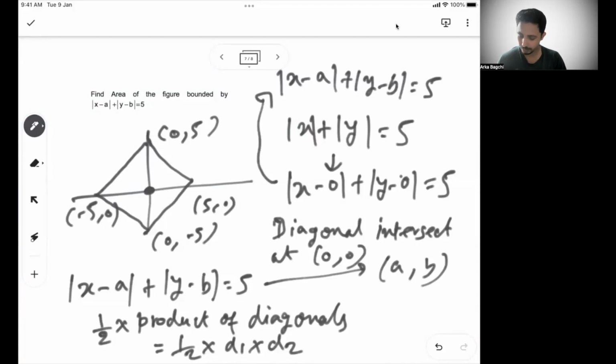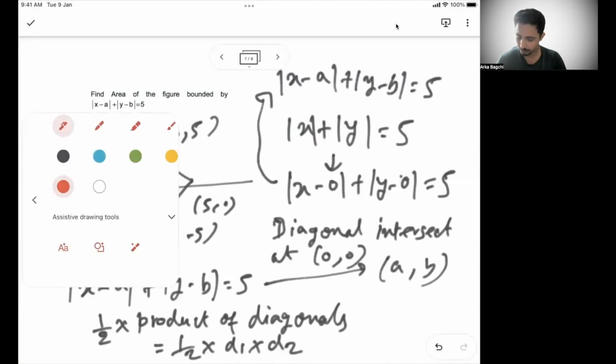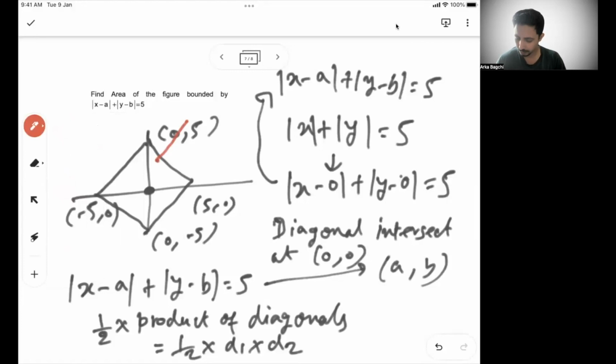What I'm trying to say is, instead of this, you may have something like this. But this length will be the same because it depends on what value is there on the right side, not what is inside the mod. Inside the mod just determines the center. The center from here may be shifted to here because of a, b instead of 0, 0. That center might shift, but the size of the rhombus or the size of the diagonals will not change.